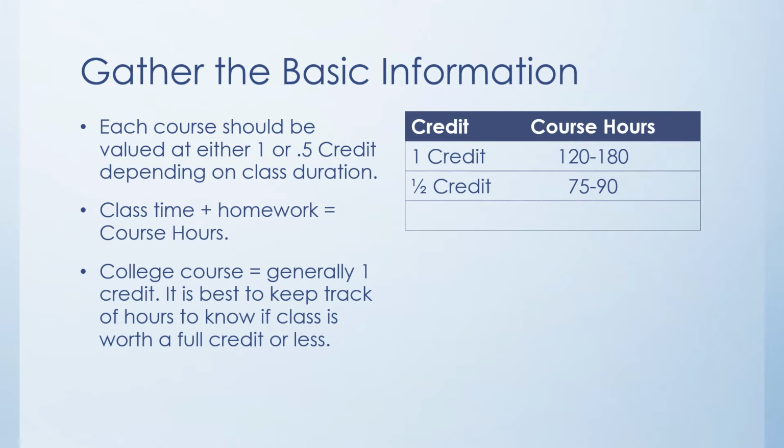Also want to mention college courses. Yes, you can include college courses on your student's transcript. It's like dual enrollment. Generally, they are worth 1 high school credit. And it's best to keep track of hours and the time spent in class and homework and all that to know if it's really worth a full credit or if it's a half credit. I know a college class, they value a course at a 3 credit hour if it's like English 121. But for high school, this is your guideline for determining credit.